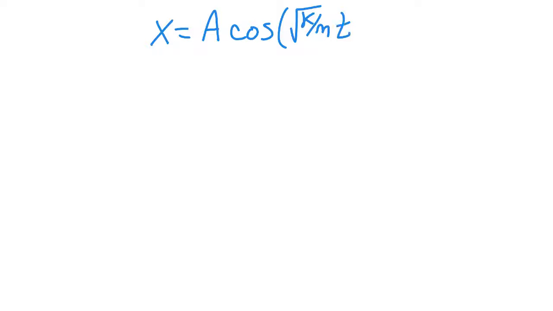So let's take a look at our new equation and talk about the parts. X equals A cosine square root of k over m times time.